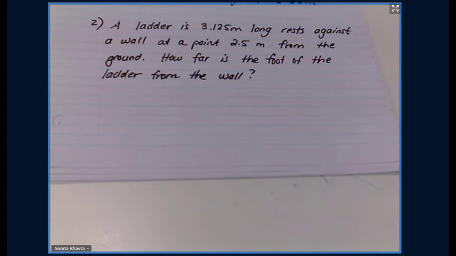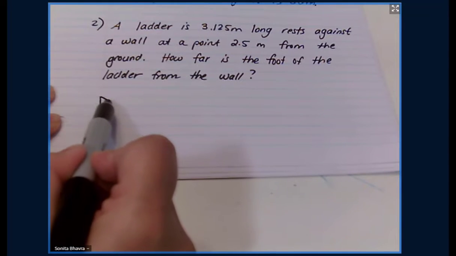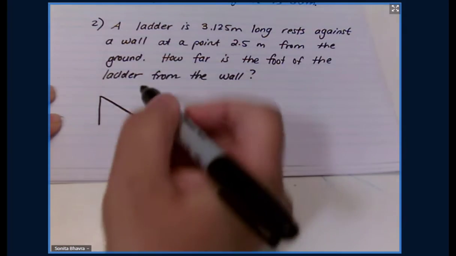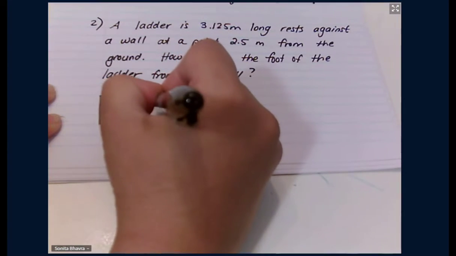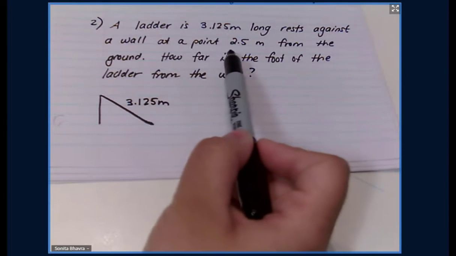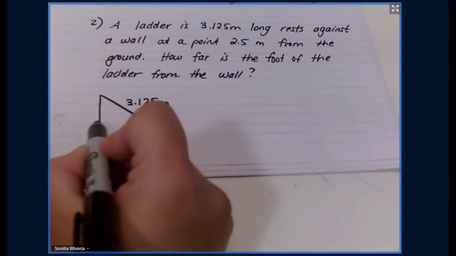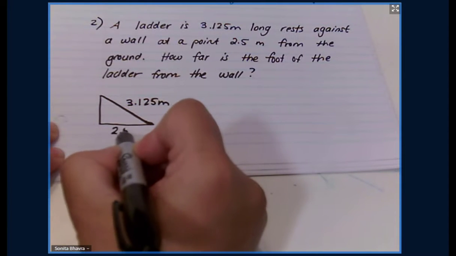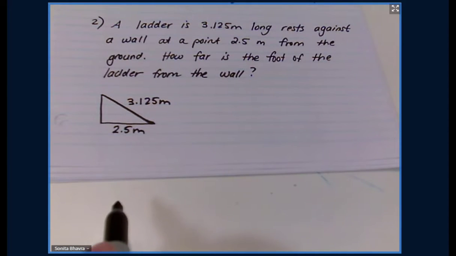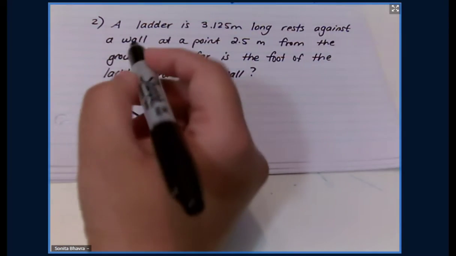Okay, so we have a ladder question next. So a ladder is 3.125 meters long, and it's resting against a wall. All right, so here's the wall, and then there's the ladder. And we know the ladder is 3.125 meters long. All right, and we also know it rests against the wall at a point 2.5 meters from the ground. So that means from here to here, this is 2.5 meters. What we're trying to solve for is how far up the wall is the ladder. All right, so we're looking for basically A.